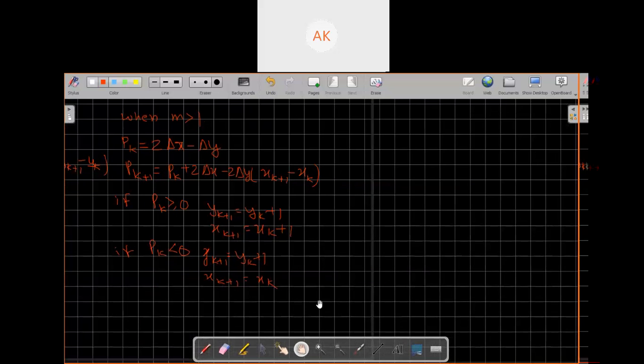And when your slope is equal to 1, what will happen? When your slope m equals 1, you do not need to do anything, just write xk plus 1 will be xk plus 1, and yk plus 1 will be yk plus 1 in all the cases. There is no need to calculate the initial decision parameter, next decision parameter, or anything. Just increment both the axes by 1 at each iteration. Okay, so is it clear?